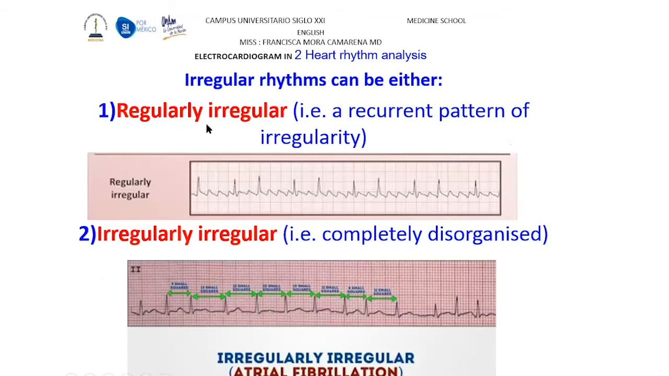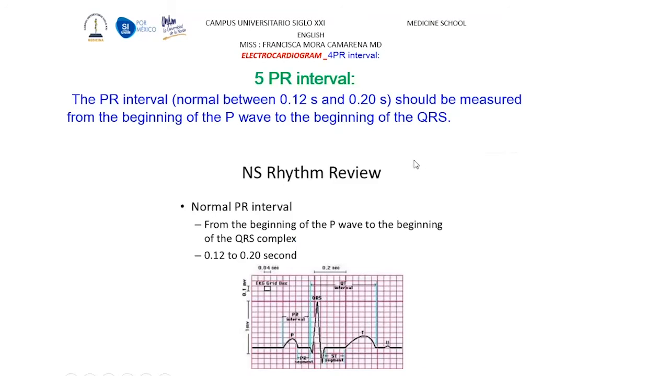If we talk about those irregular rhythms, just remember we have those that are regularly irregular. It means they have a recurrent pattern of irregularity. They go just like irregular, but still going the same. On the other hand, when we talk about irregular, this is a completely disorganized rhythm, and as an example, we may have atrial fibrillation. The PR interval will show us from the beginning of the P wave to the beginning of the QRS.